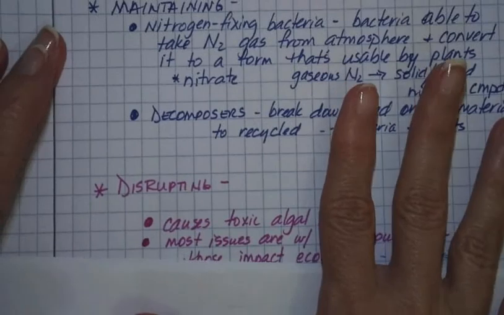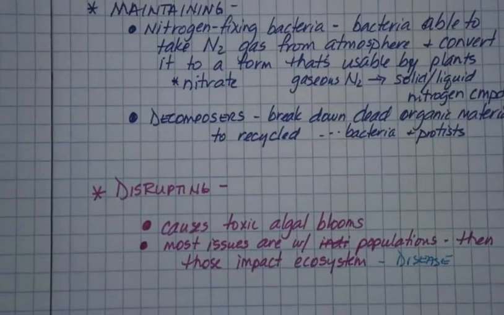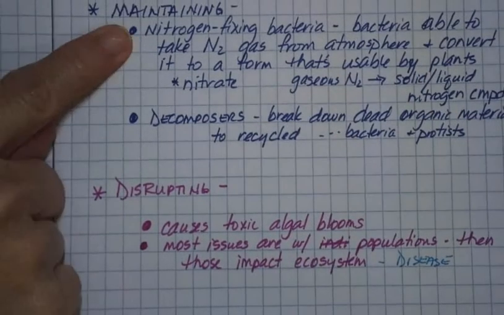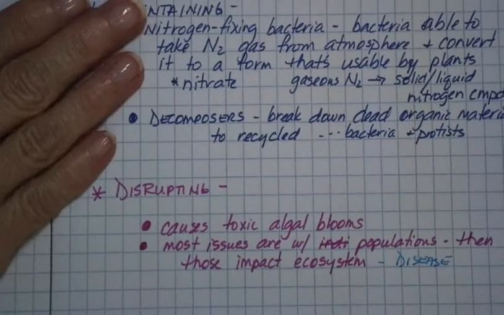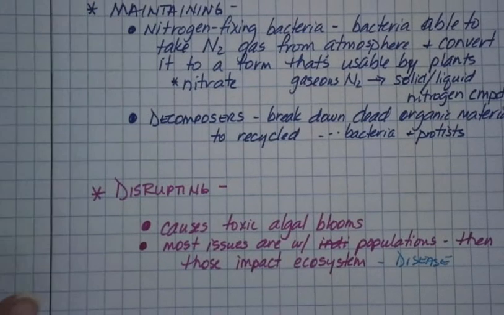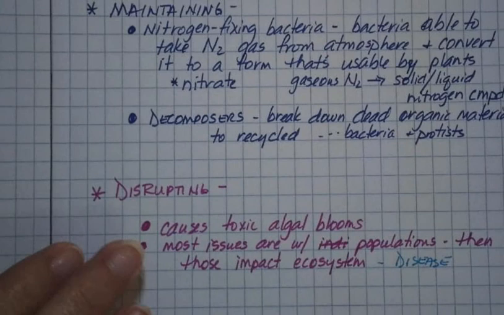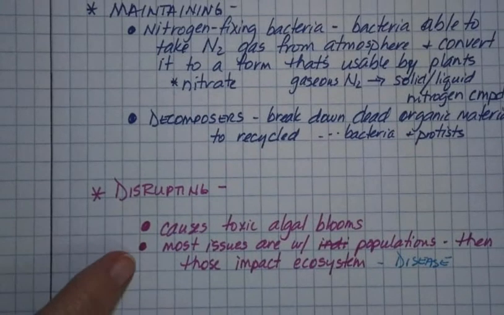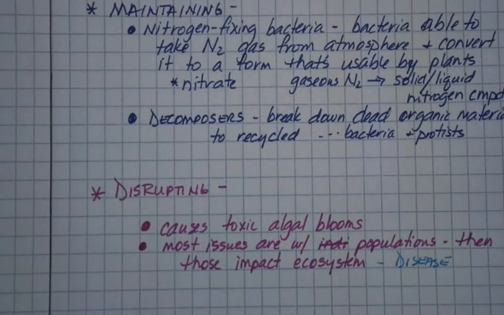So these are the two big things we talk about. Maintaining, we have the nitrogen-fixing bacteria, the decomposers. There are others, but these are the most important ones. Disrupting the health of the ecosystem, toxic algae blooms, and then diseases that run through a population. So those are the big dogs here.